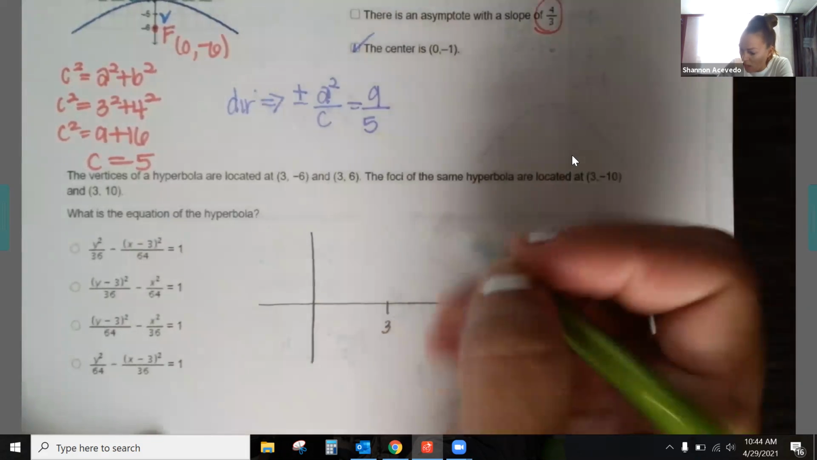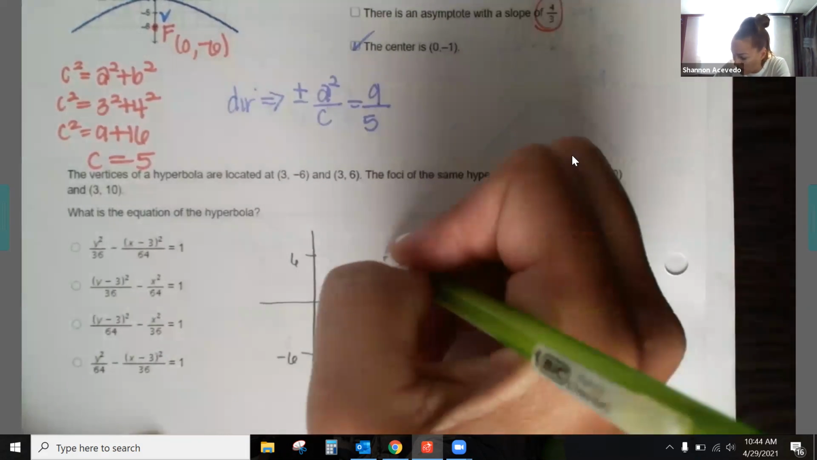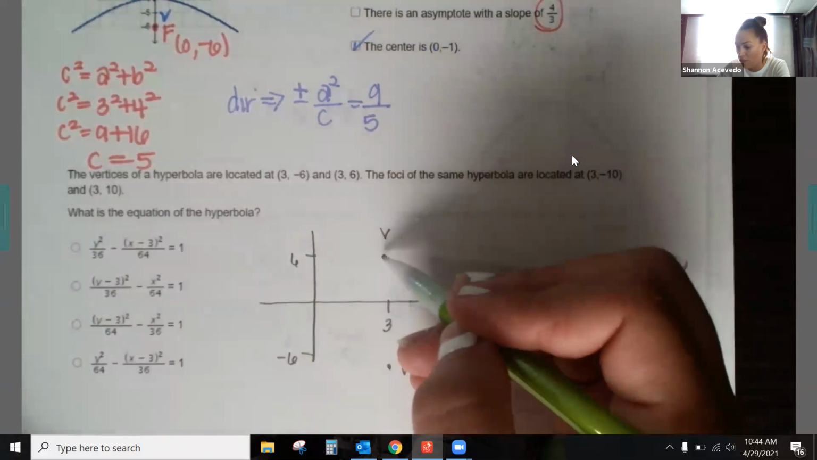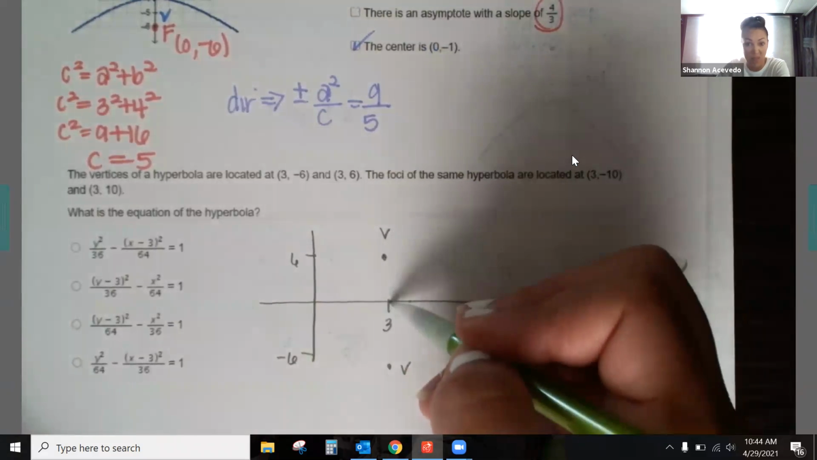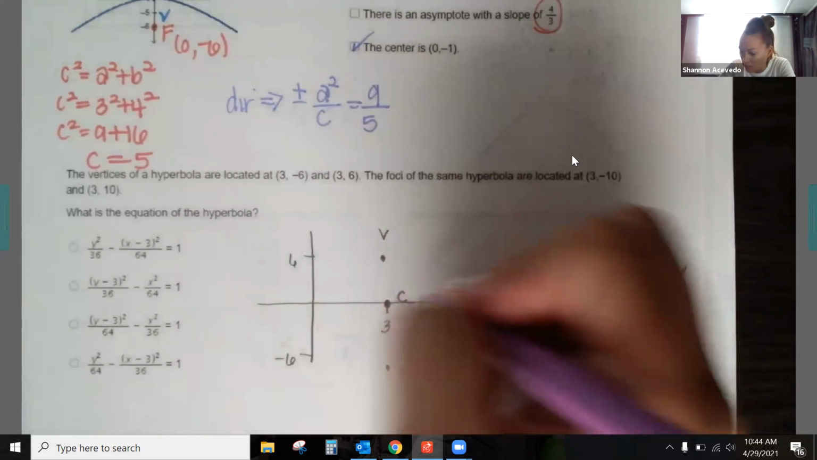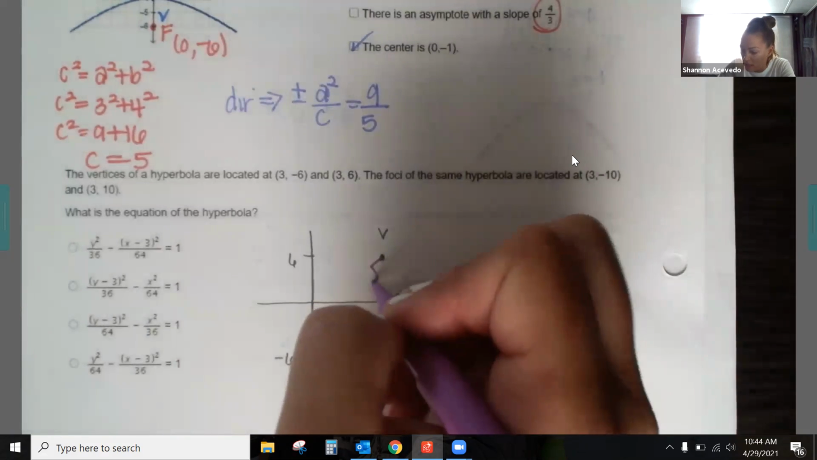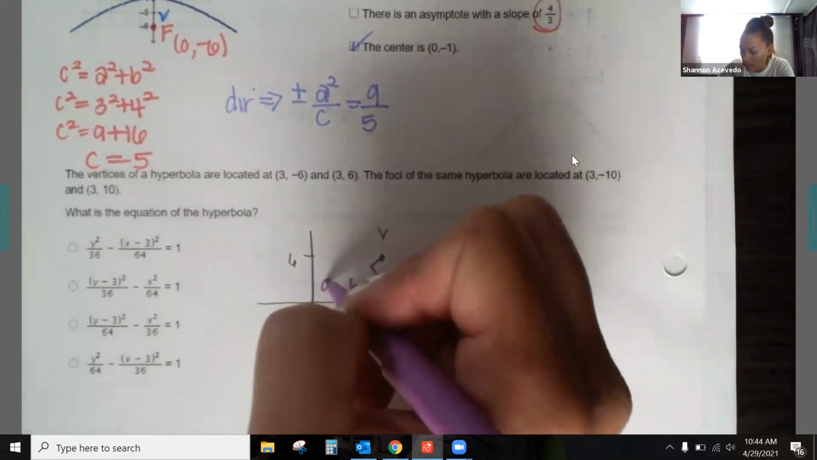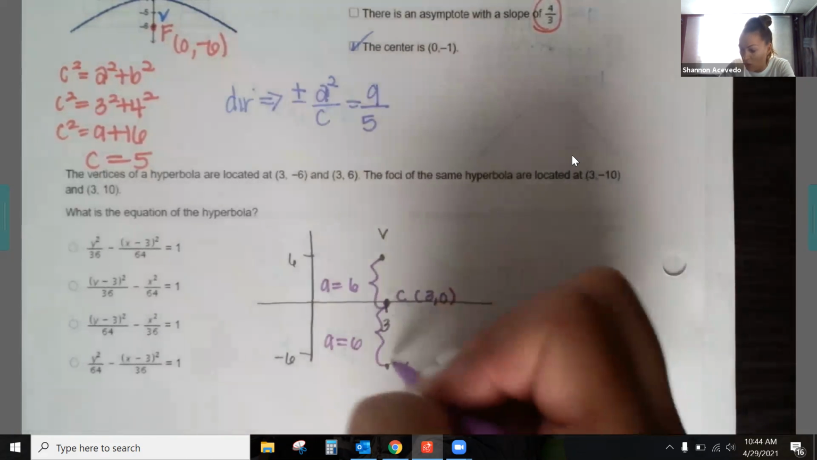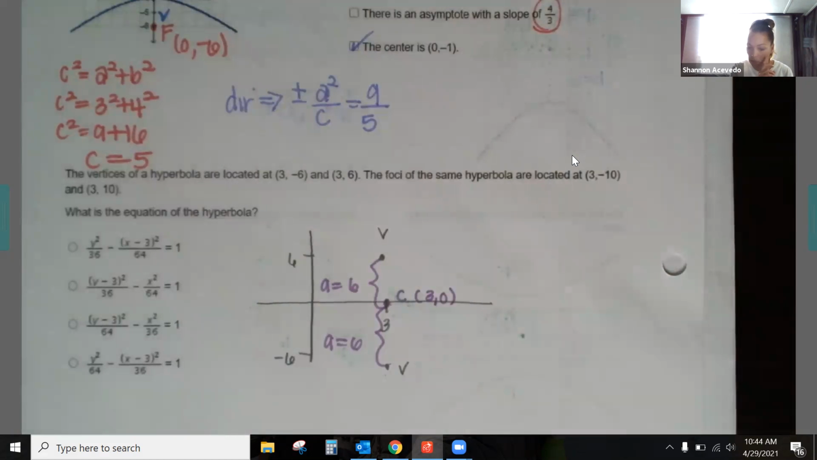I'm here at 3. I'm going to go up 6, and I'm going to go down 6. So I have a vertex here and a vertex here. So what's in the middle of these two? If I'm at 6 and I'm down 6, it's going to be at the value of 0. So this piece right here is going to be my center. I know my center is going to be at (3, 0). This distance here, I went up 6, and then it's also going to be down 6. So that's how I know this is my center. It's in the middle. It has to be directly in the middle.